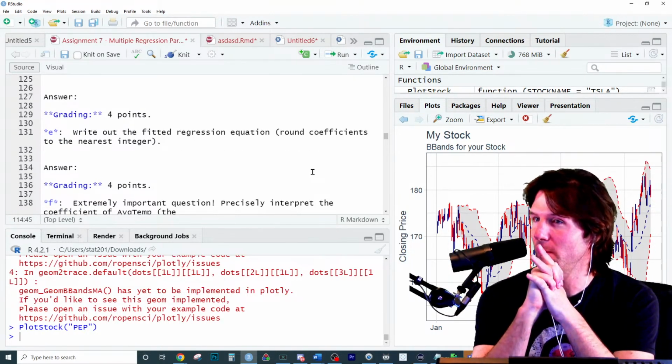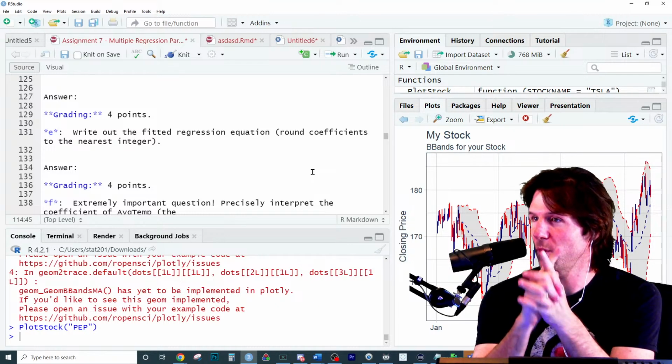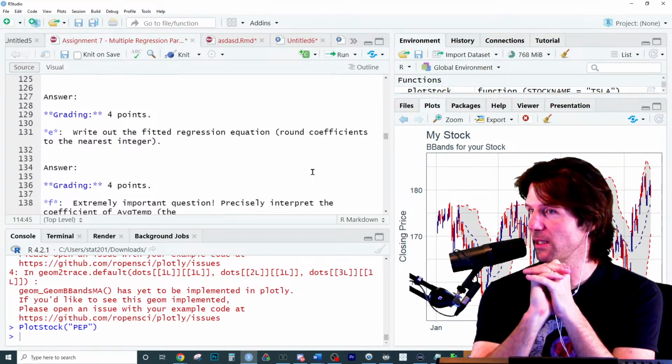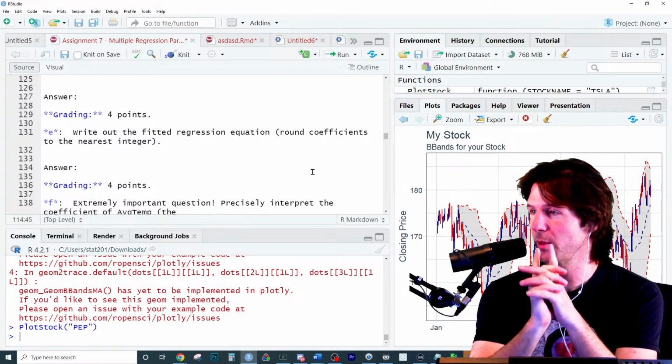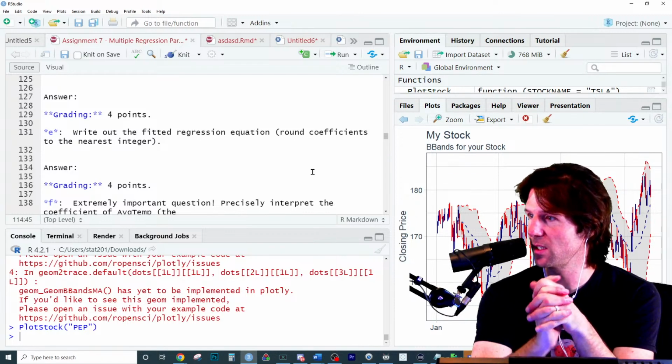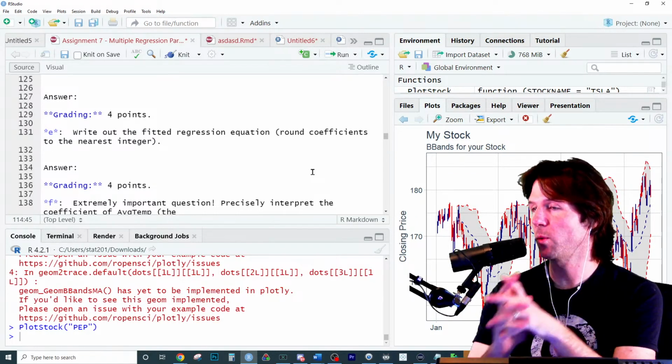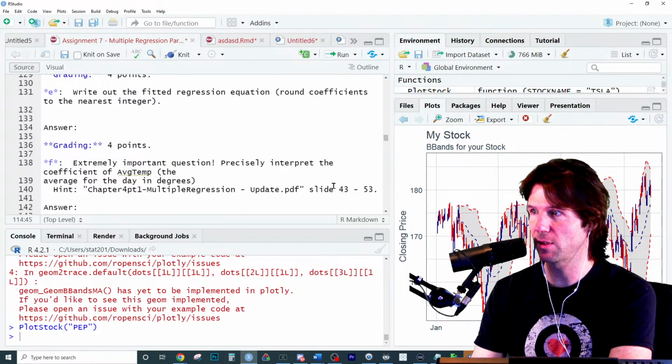Zoe, what else are you wondering on this? I don't want to do everything, but tell me which ones you're wondering about. Write out the fitted regression equation. We did this, check out last class, especially. We write out the fitted regression equation where we do this plus this plus this times this plus this times this. Extremely important. Interpret the coefficients of average temperature.